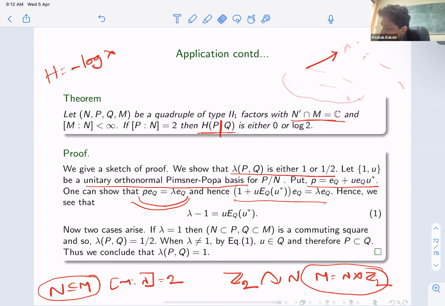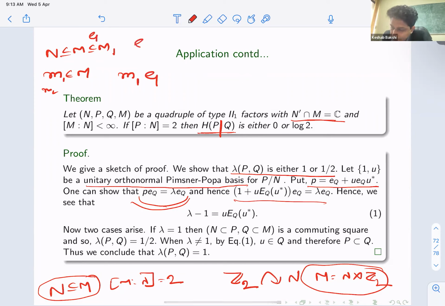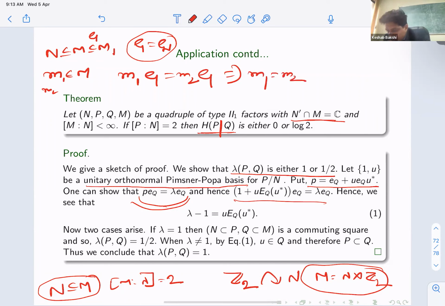And this, I should mention, is something called the push down lemma. So we have this N subset M_1 we have. And suppose M_1 and M_2 are elements of capital M. And if M_1 times e_1, the Jones projection, e_N basically, so M_1 e_1, if it is equal to M_2 e_1, then we can prove that M_1 equals M_2.